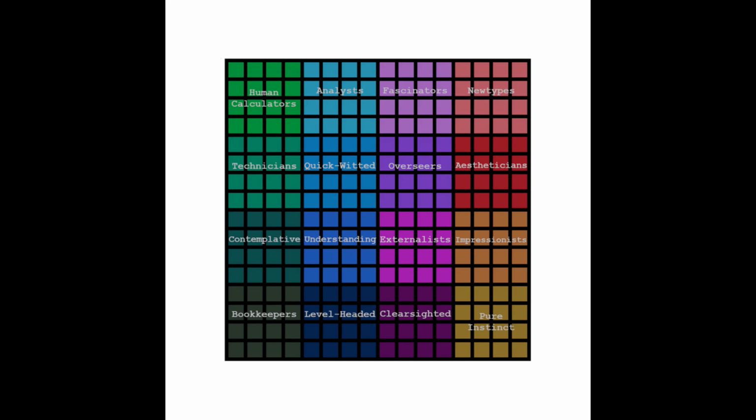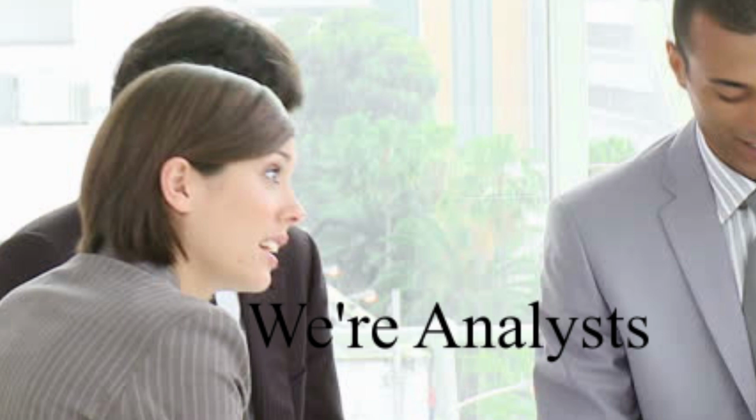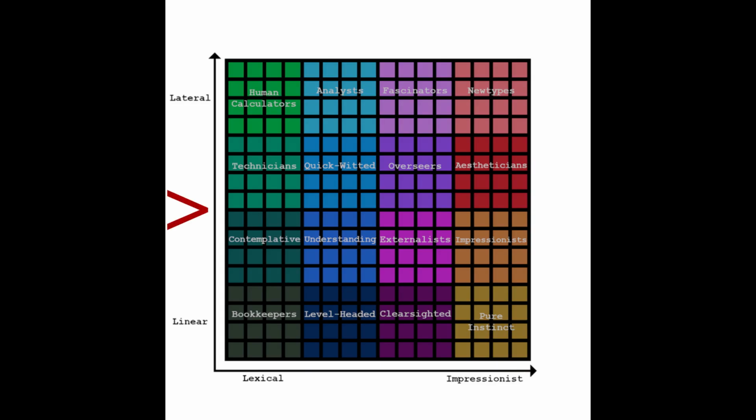Well, when someone looks at the chart, the first thing they notice is the 16 colorful boxes and their fancy names spread across them. I think that people often find themselves, at least at first, trying to give themselves a title to associate with in one of those squares. What they should really be doing is thinking to themselves, how lexical am I? How impressionist? How linear? And how lateral? All right? So the names can be annoying.